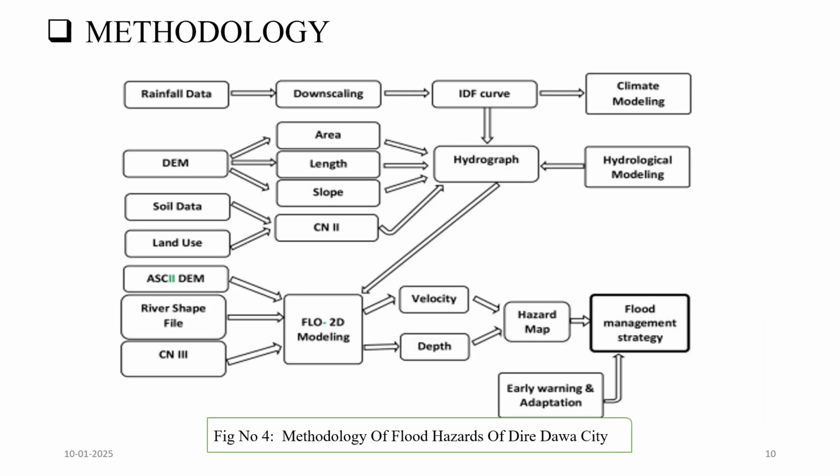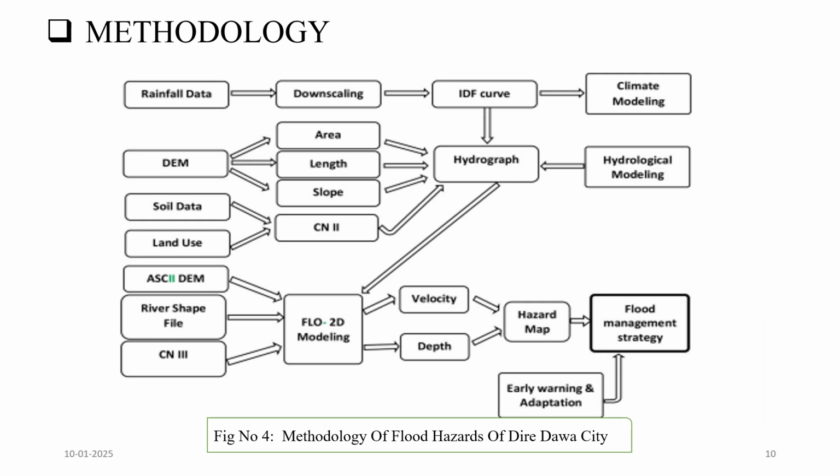In the methodology, we use rainfall data, downscaled to derive the IDF curve. This IDF curve is used for two things: climate modeling and the hydrograph. The hydrograph is also derived from area, length, and slope, and from hydrological modeling. We collect data on soil and land use for the CN method to derive a hydrograph as well. In the methodology, we also collect the river shape file for Flow 2D modeling, and we use the hydrograph for Flow 2D modeling too.